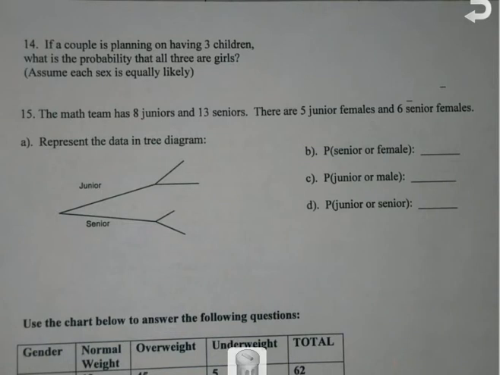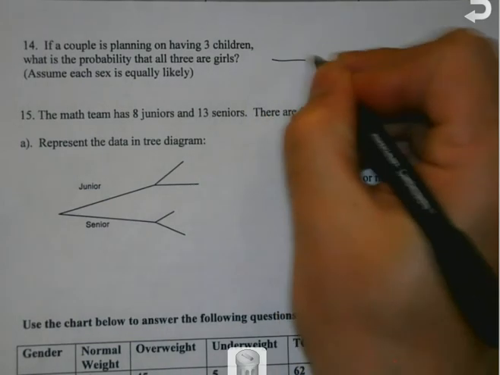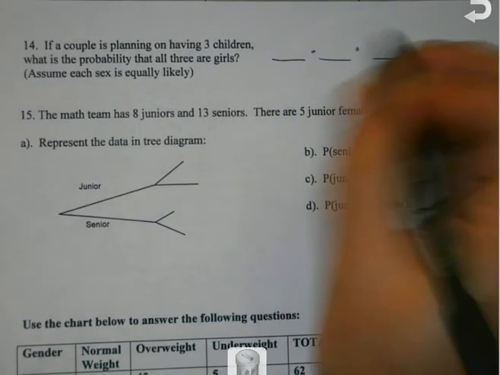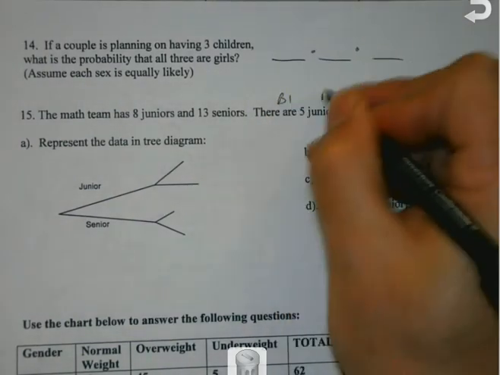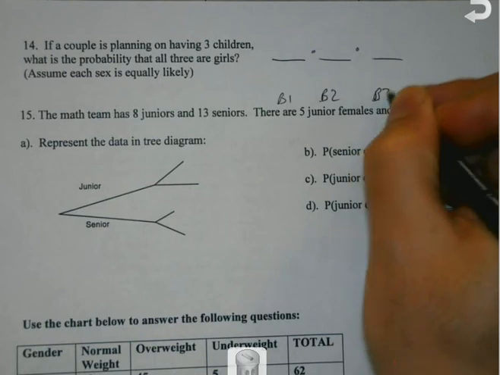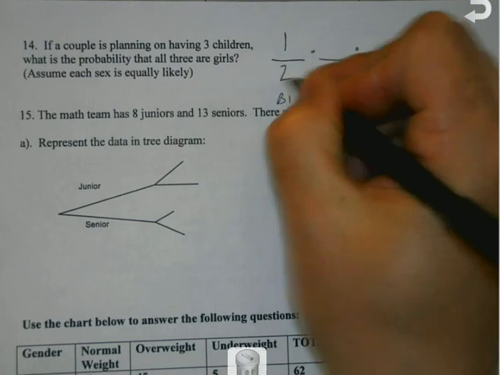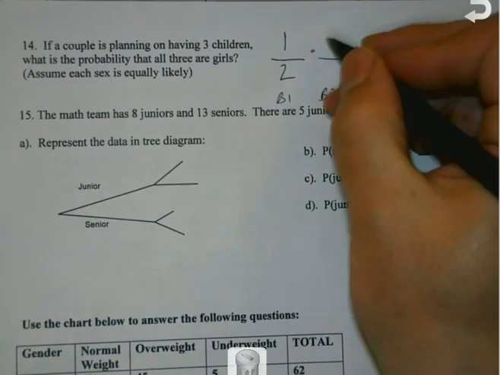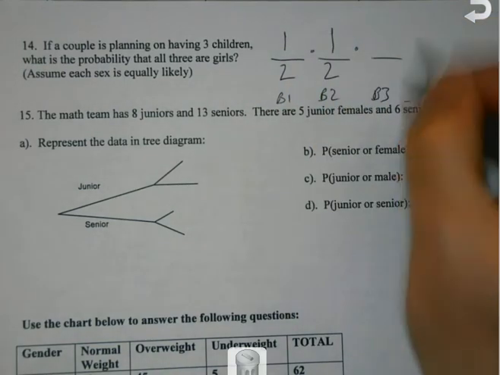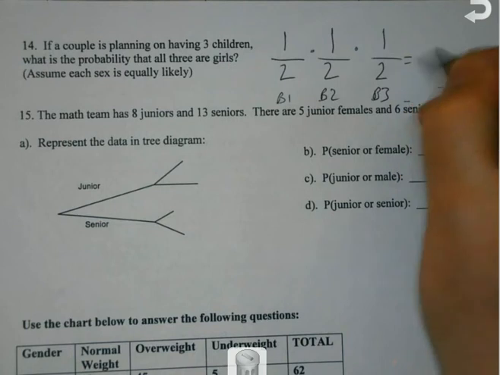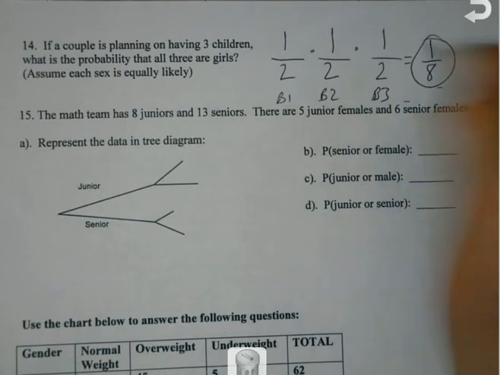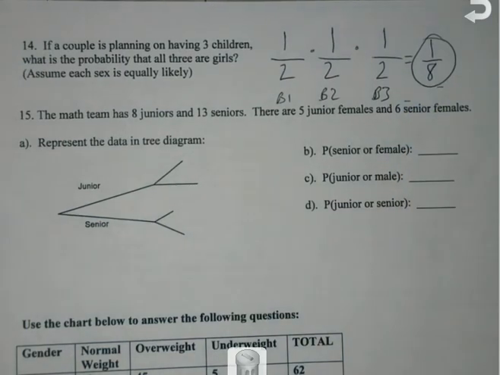All right. If a couple is planning on having 3 children, what's the probability that all 3 are girls? Okay. So let's see. I got baby 1, baby 2, baby 3. What's the chance of getting a girl the first time you have a baby? Last I checked, that'd be 1 out of 2. Baby number 2, 1 out of 2. 1 out of 2. And I put 1 out of 8.